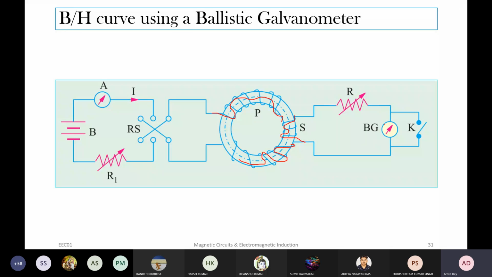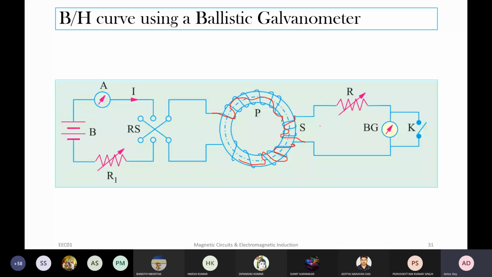So what happens when we change the rheostat position and gradually increase the magnitude of the current, and then suddenly reverse it? Then there will be a deflection in the galvanometer.